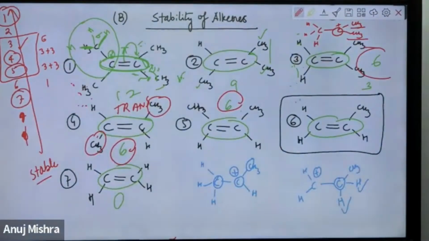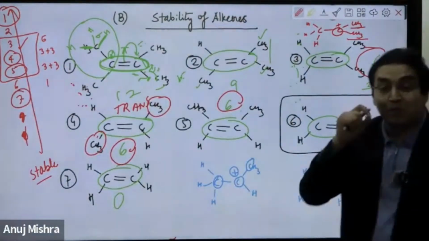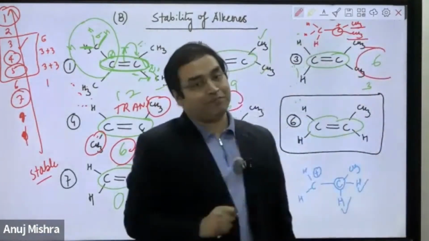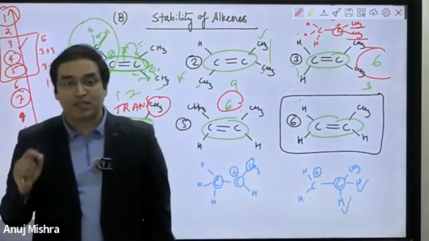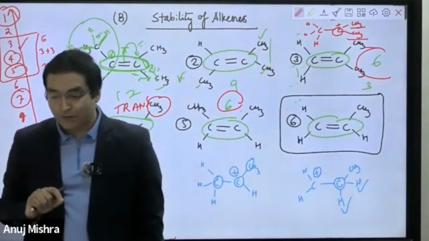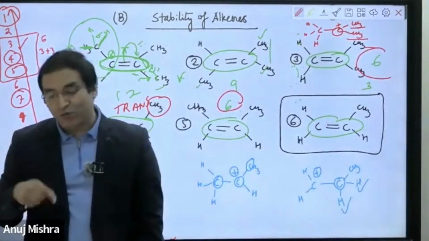One more line for the seventh one. Seventh one is most reactive alkene. Least stable और most reactive बहुत पूछते हैं एग्जाम में. कंफ्यूज नहीं होना आपको. जो least stable होगा वो more reactive होगा यहाँ पे.